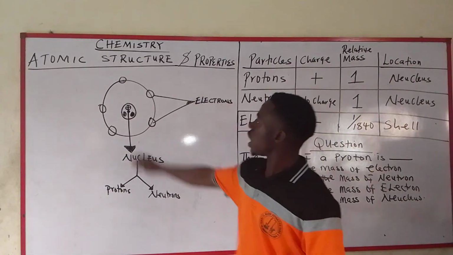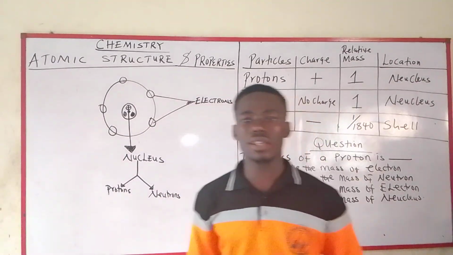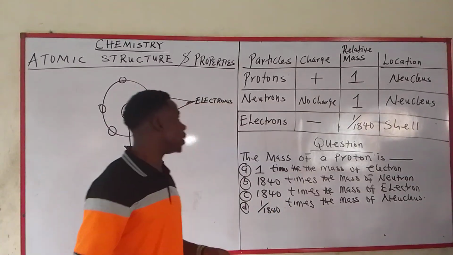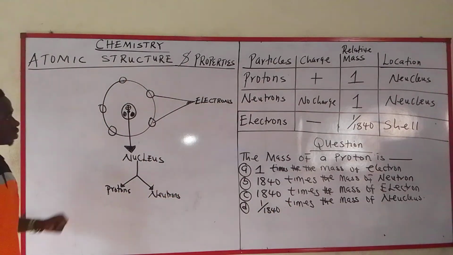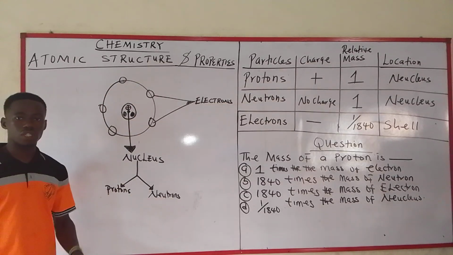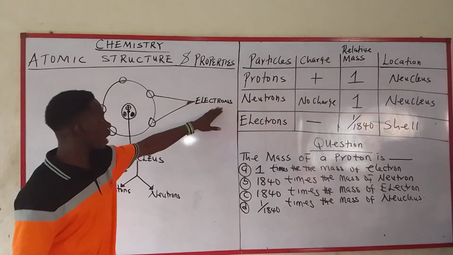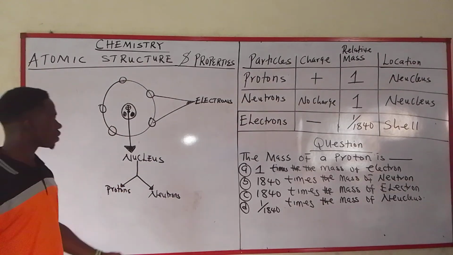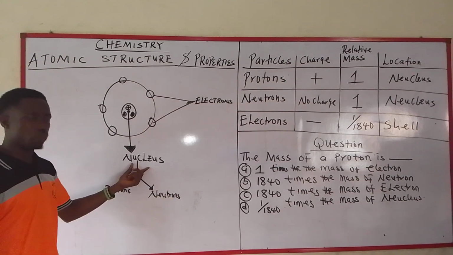Today we'll be discussing atomic structure and properties. Atoms, being the smallest indivisible particle of an element, have a structure. Now, this structure is drawn on the board. So, every atom has three major components, which are called the subatomic particles, which include electrons, protons, and neutrons, located inside the nucleus of an atom.